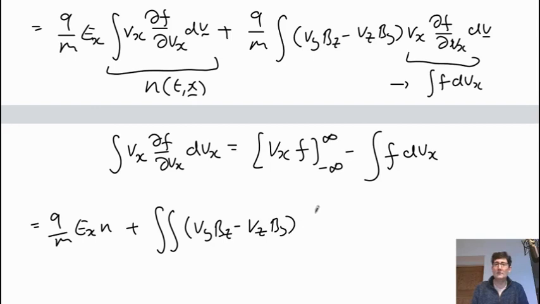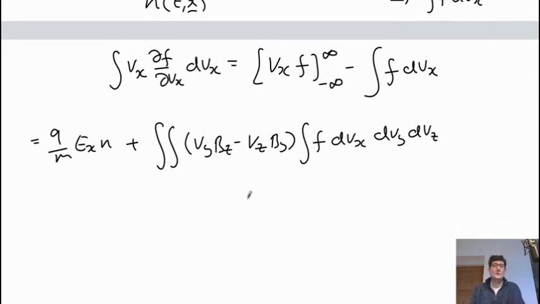So now this integral over vx has just become f dvx, and then these outer integrals are over vy and dvz. Of course, this now splits up into two pieces. When we integrate over vy, we'll pick up this vy here, and so we end up with a term which has an integral of vy.